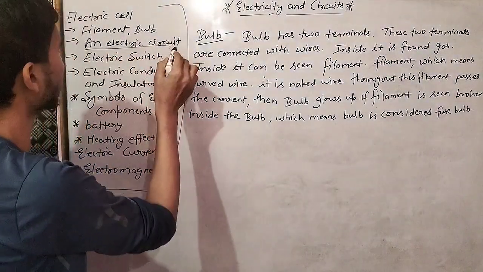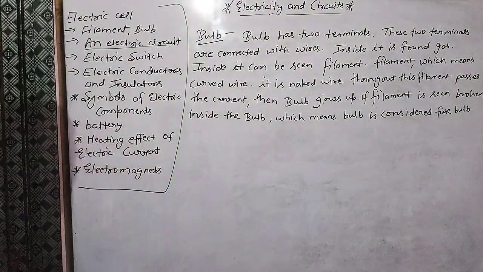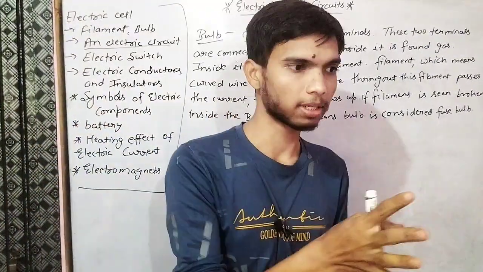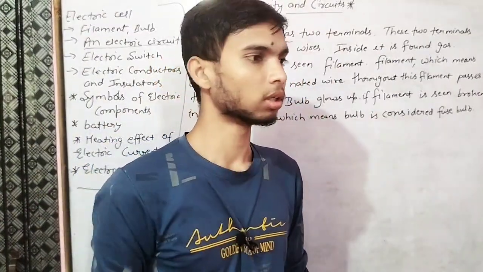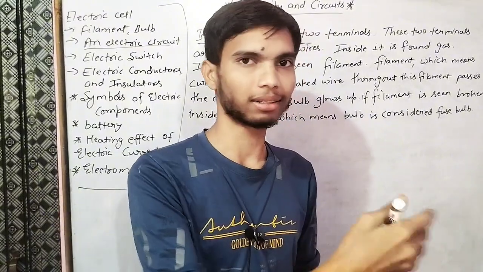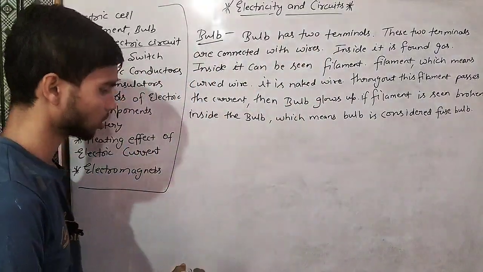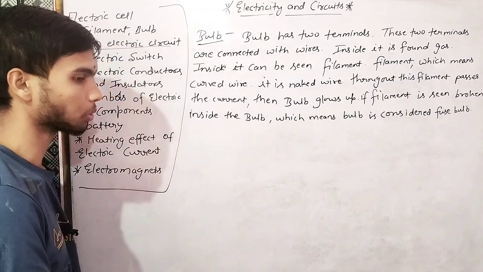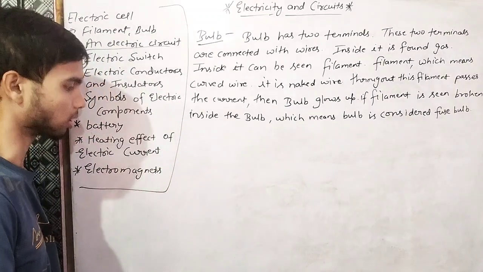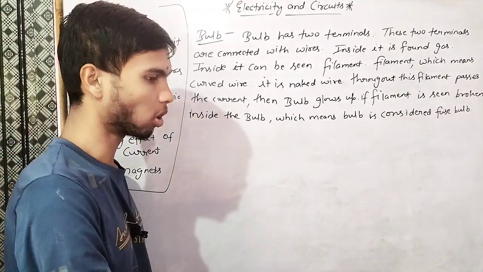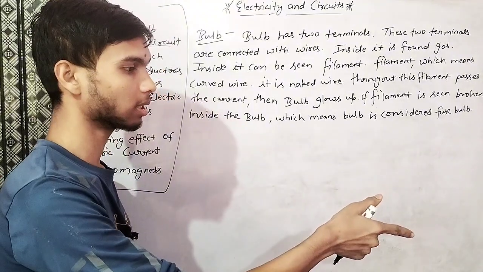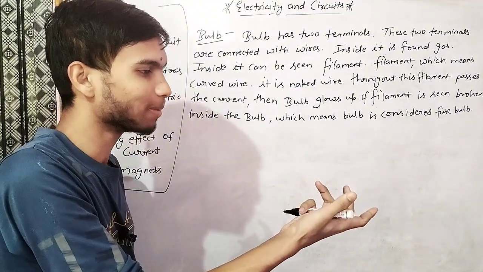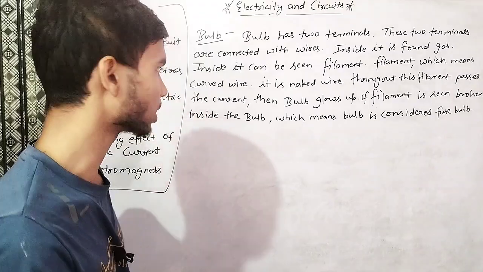Now let's understand about an electric circuit. An electric circuit means a road, a line. So in the context of electricity, we use the word circuit. Throughout this circuit, electricity will be provided to make a bulb glow. This is just an example.